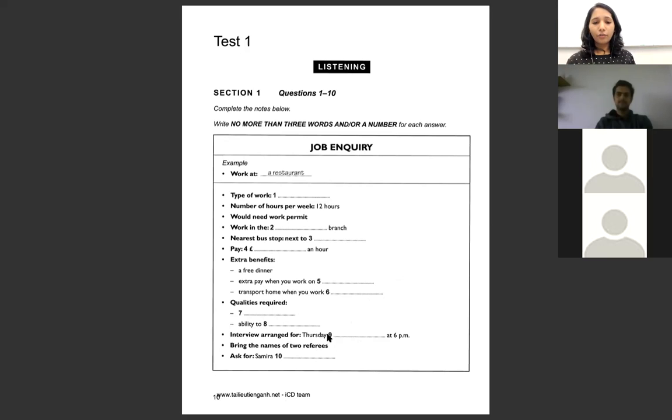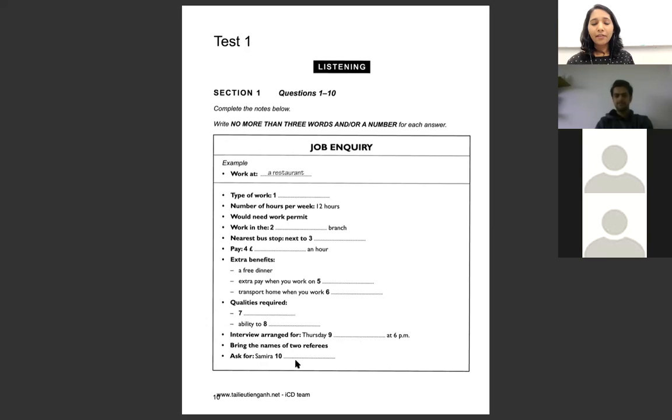Interview arranged for Thursday dash at 6 p.m. So what do you think this is? Location? It could be a location for Thursday, so maybe evening or any timing, evening at 6 p.m., or it could be a date as well. Thursday, maybe 9th, something at 6 p.m. Okay, so we're listening carefully for that.